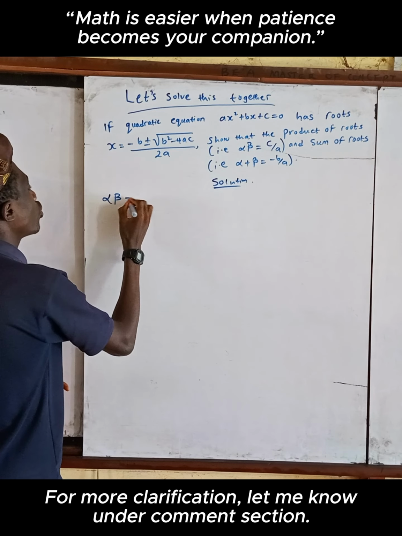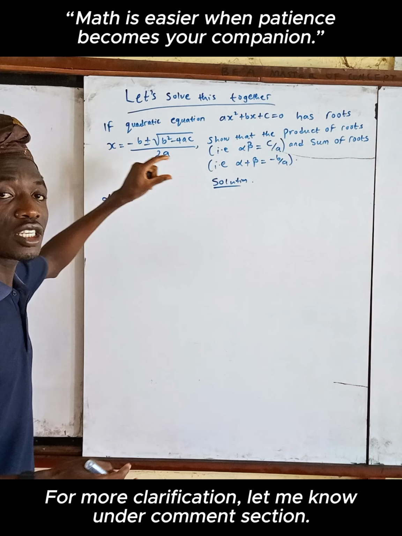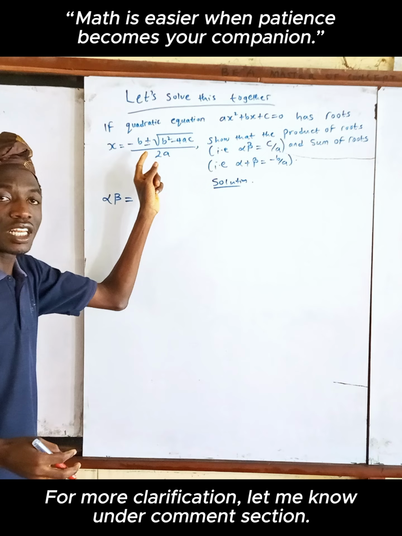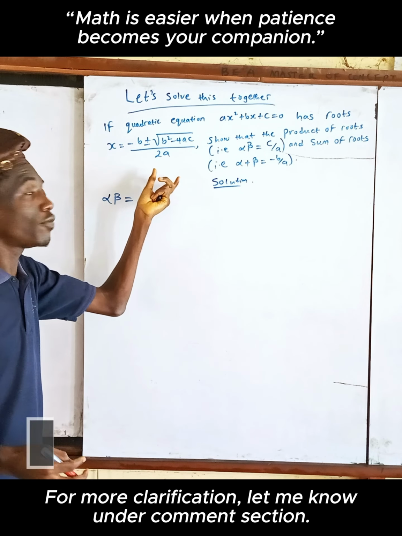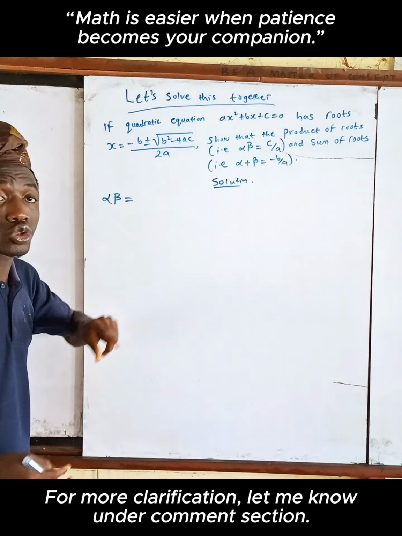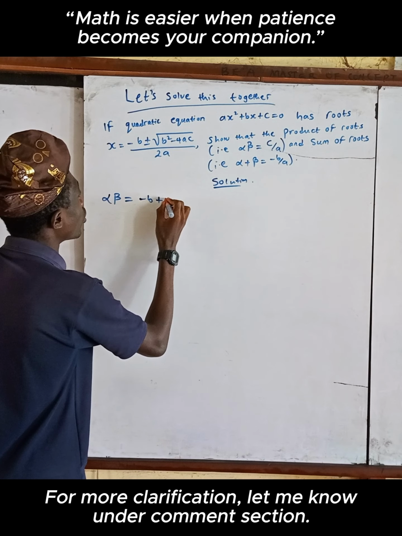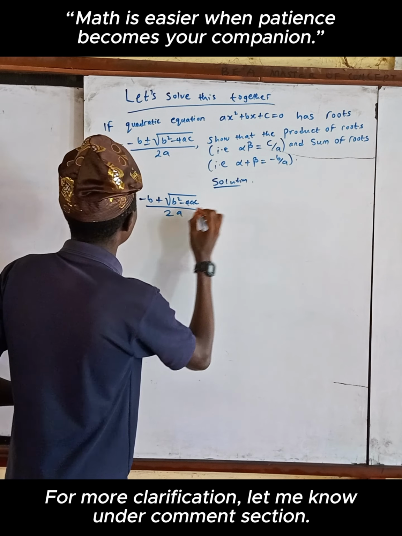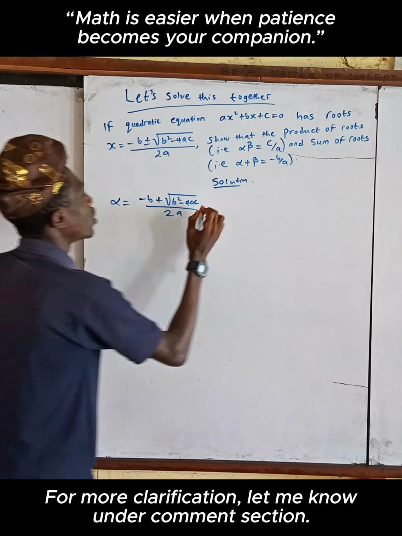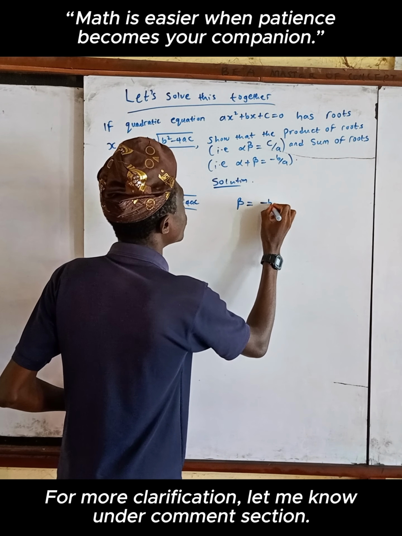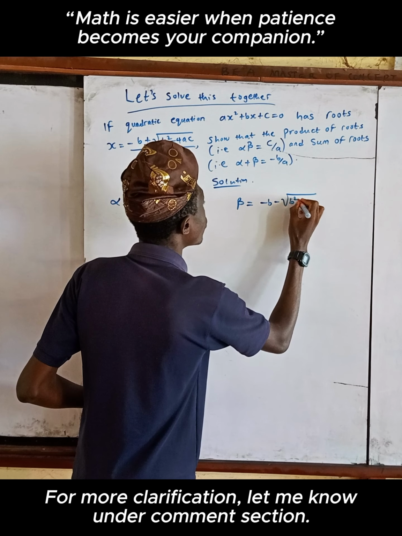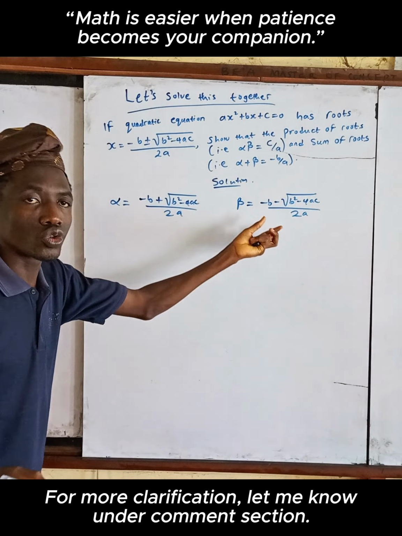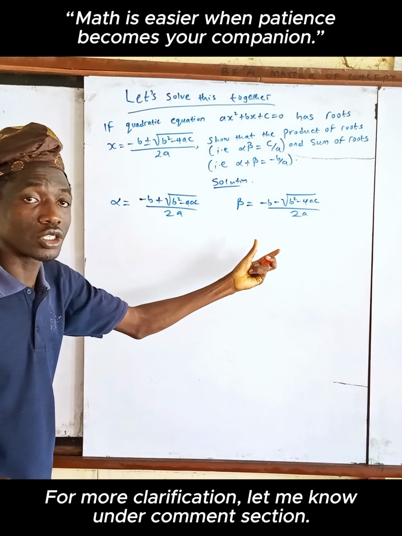Solution: we have the product of roots. Don't forget, when we used the completing the square method to find this quadratic formula, we said plus or minus. That means we can break the value of x into two roots in this format: the first root, alpha, is minus b plus square root of b squared minus 4ac over 2a, and the second root, which is beta, is minus b minus square root of b squared minus 4ac over 2a.